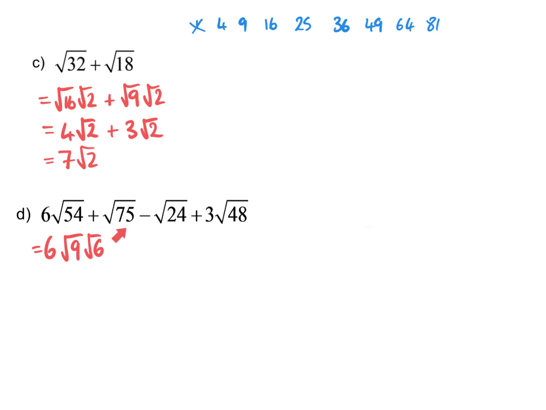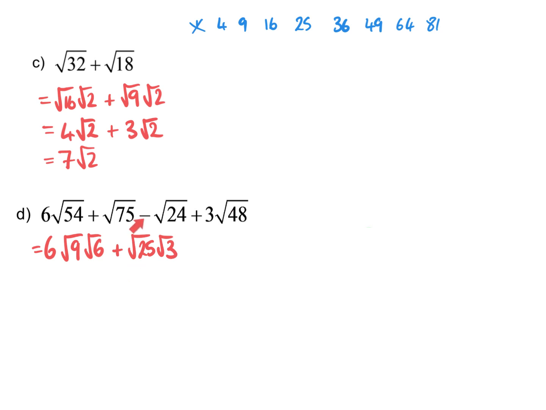So root 75, again 75 sits here. So what number goes exactly into 75 from this list? We're looking for the highest ones. We're starting at the top of the list and working down. No, no, no, yes. Okay, so 25 times 3 gives us our 75, so we're going to write that as root 25 times root 3, and that's my root 75 there. And again, I'm putting the square number first.